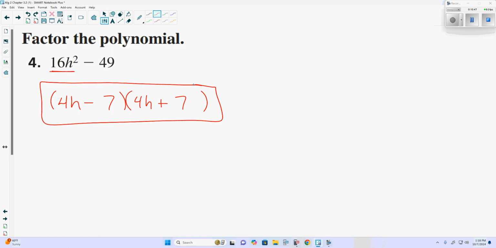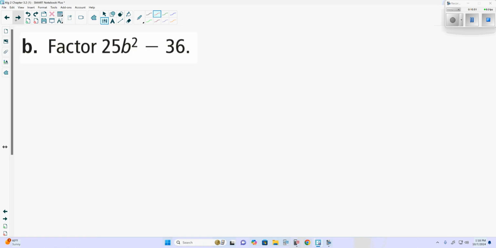Questions on these here? You ready for the last one? 25b squared minus 36. So 25 is 5 and 5. B squared is b and b. What times itself is 36? 6 and 6. Questions on any of this here?